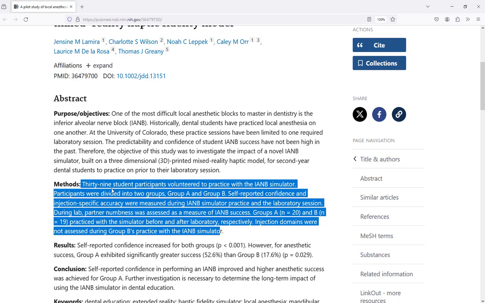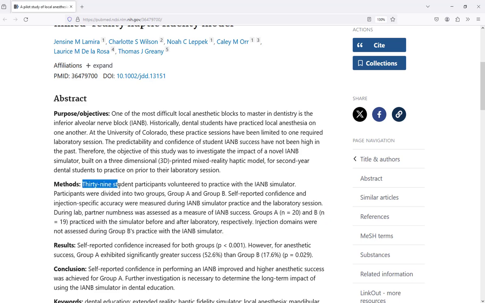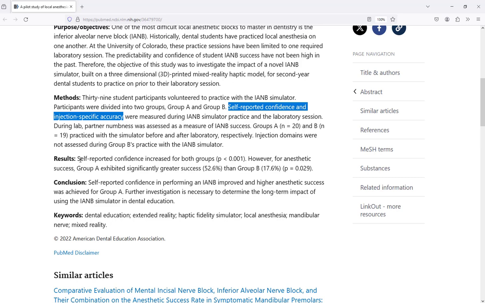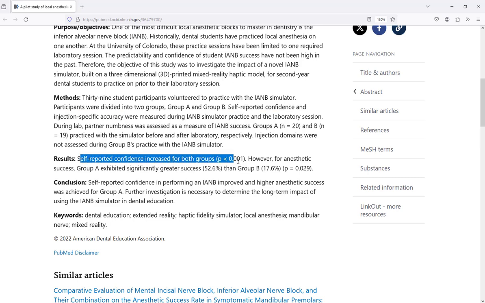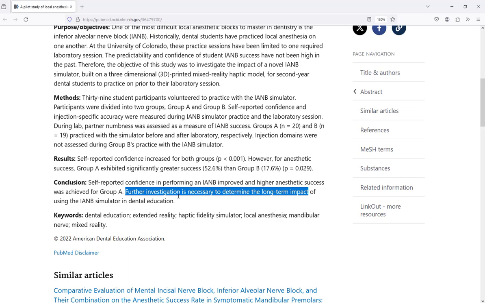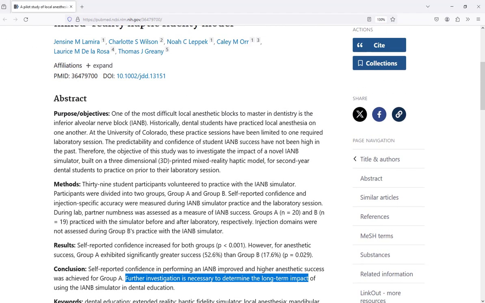And you can see that there's the number of students listed, how it was divided, what was measured, self-reported confidence and injection accuracy. And then you can see that they have some results here with some statistics. And a conclusion statement, self-reported confidence improved, right? And anesthetic success was achieved. And this is future direction. Further investigation is necessary to determine long-term impact. Very clean, excellent abstract. Let's look at another one.